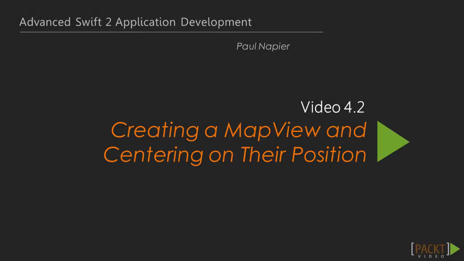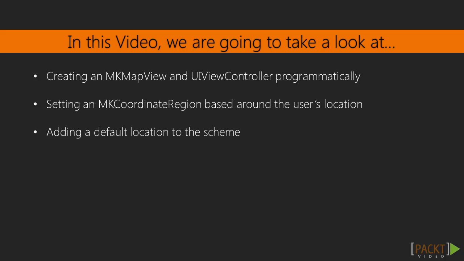In the previous video, we started to get the user's location using Location Manager. Now, we're going to look at how we can create a map view and center on the position of the user's location. So in this video, we're going to see how we can create an MKMapView and a UIViewController programmatically. Then, we're going to look at how we can get an MKCoordinateRegion based around the user's location. And finally, we're going to select a default location and add it to the scheme to simulate the location within the simulator.